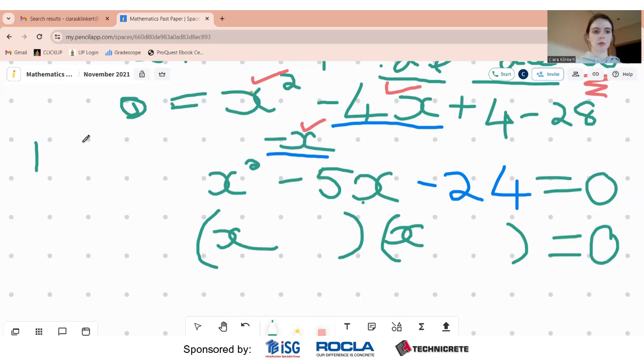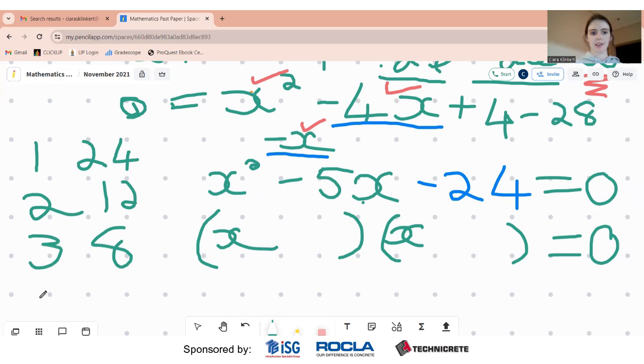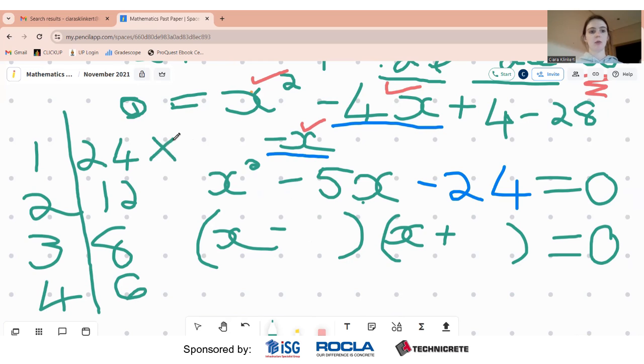Okay, 24, let me think of those factors once again. I know it's 1 and 24, 2 and 12, 3 and 8, and 4 and 6. Okay, I've got a negative 24, so I know I must have a minus in one bracket and a plus in another bracket. Now, what combination is going to give me minus 5? I can see clearly that 1 and 24, I'm going to get either minus 23 or positive 23. 2 and 12 is minus 10 or positive 10.